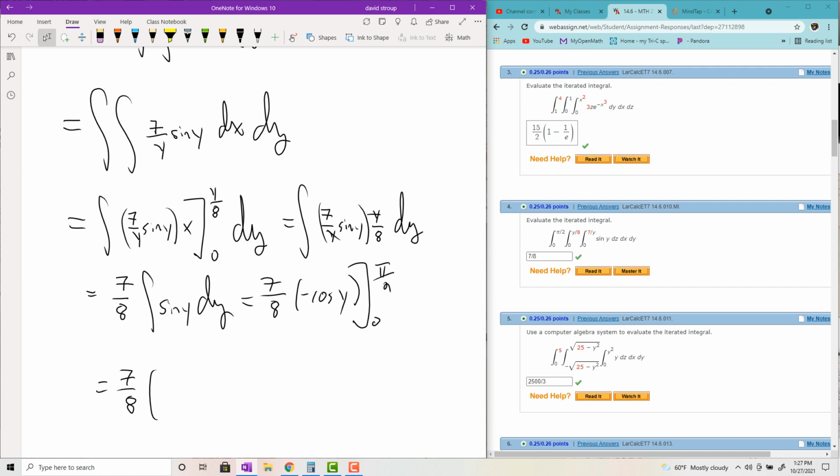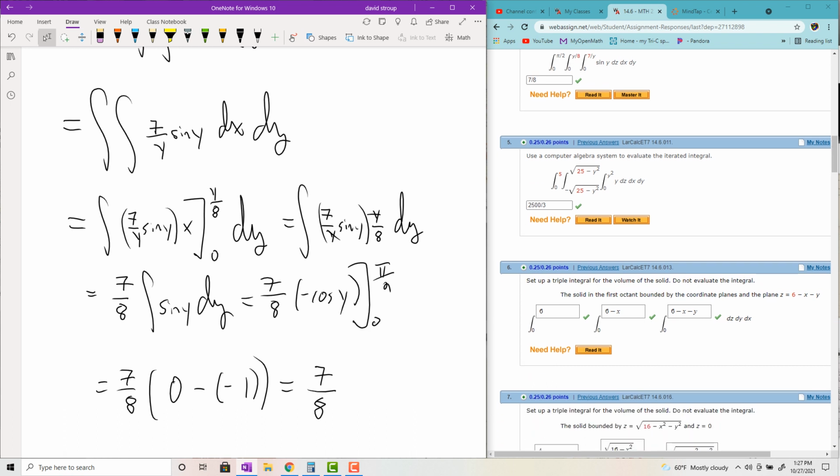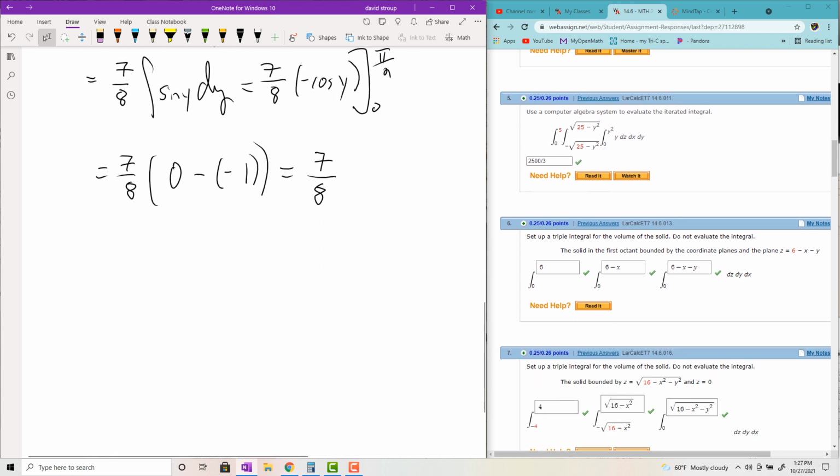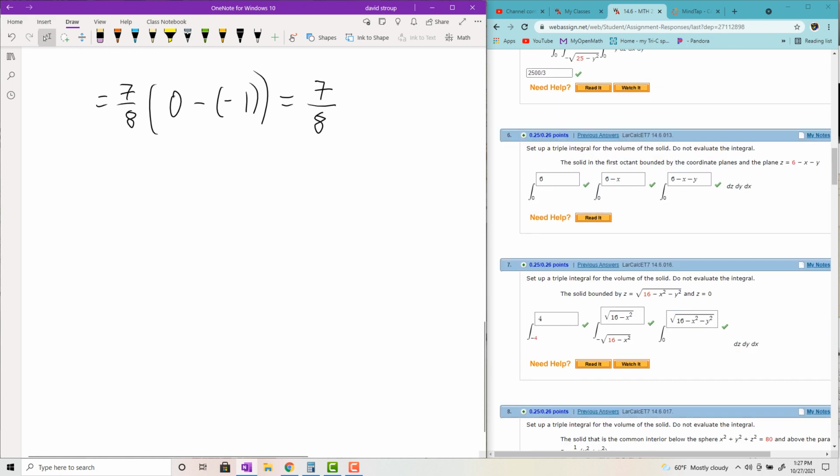Negative cosine of pi over 2 is just 0, and then minus negative cosine of 0 is just 1. So I'm going to end up with negative 1 times 7/8, which is positive 7/8. Okay, so no real big deal there. Just doing the integral.